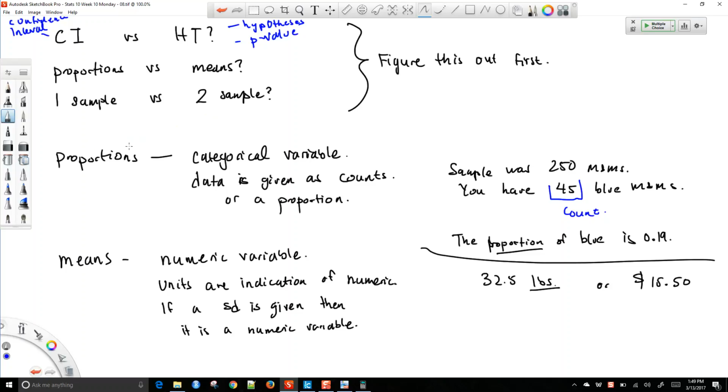One sample versus two sample, you've just got to read. See how many sample sizes you can identify. Each sample requires an n. If you can only identify one sample, if you can only identify one n, then it's not going to be a two-sample problem. All right.